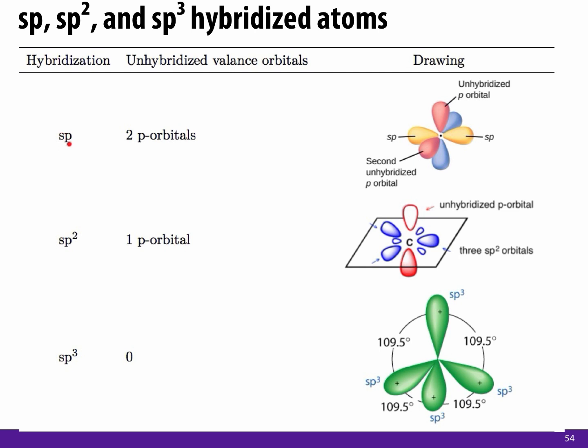Remember that when we form sp hybrids, we have two unhybridized p orbitals available, so those would be available for forming double bonds or triple bonds to adjacent atoms. For sp2 hybrids, we have one available unhybridized p orbital, and for sp3 we have no available p orbitals, so if you have sp3 hybridization, there's no way we can form a double bond.